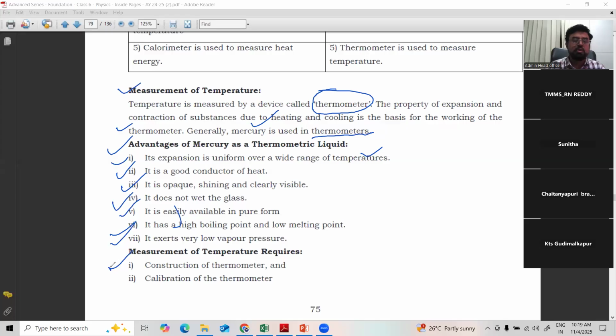Measurement of temperature requires construction of thermometer and calibration of thermometer. Calibration means marking. On a thermometer, there will be markings. Calibration is like marking with numbers, very important. A thermometer can be marked as 0, 10, 20, 30, 40, 50, up to 90, 100. Marking will be there. That is called calibration.